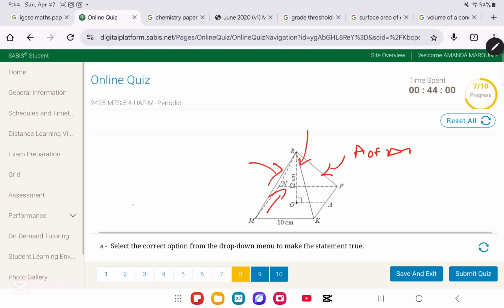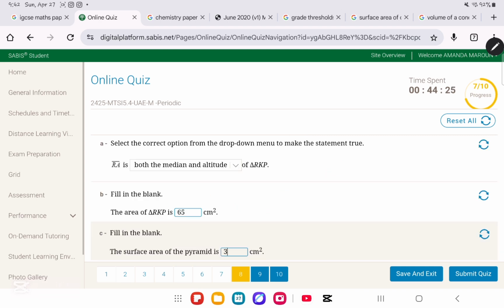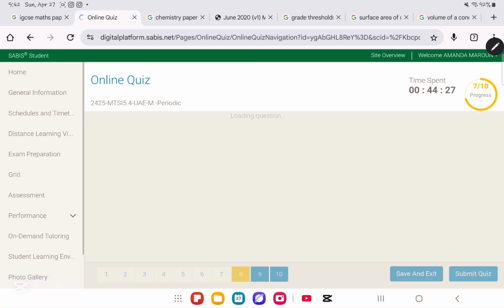So 1 plus 3, that's going to be 4 triangles in total, and they're all going to have the same area. So you're going to take the area of one triangle, which is 65, and multiply it by 4 to get an answer of 260. And then you will add it to the area of the base, which is 10 times 10. And then you get 260 plus 100, and you will get that the total surface area is 360 centimeters squared.